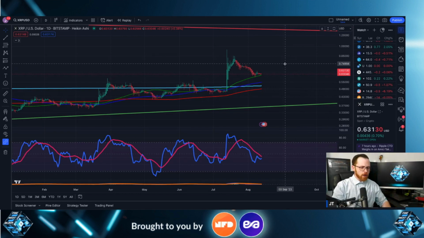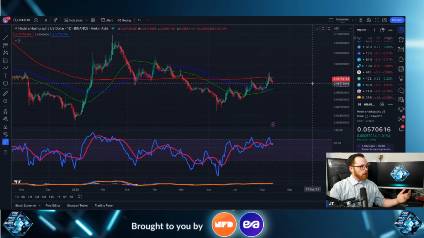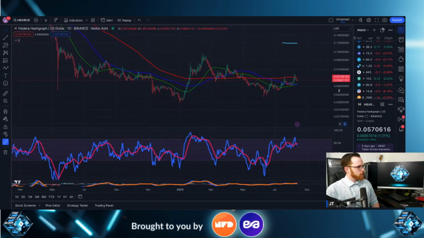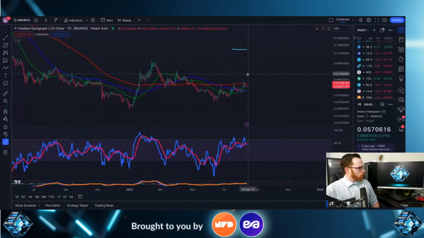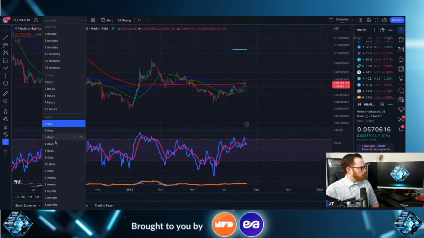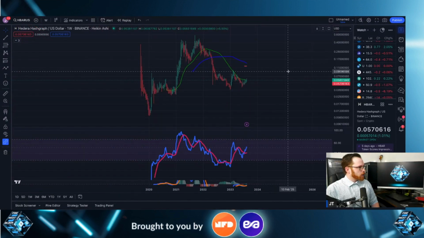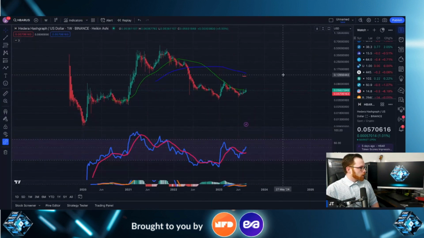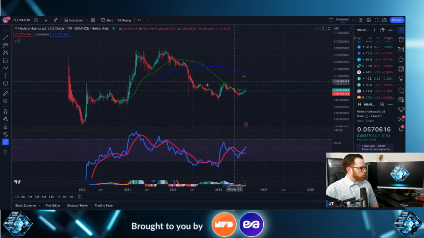Let's take a look at HBAR and wrap ourselves up. If you look at HBAR, actually, the price action looks really similar to what we were just looking at with XRP. It didn't even look like the charts changed when I entered these charts. Let's zoom out to the weekly real quick. So looking at the weekly chart, this actually looks really, really good, honestly. If we're being real, this looks really, really good.